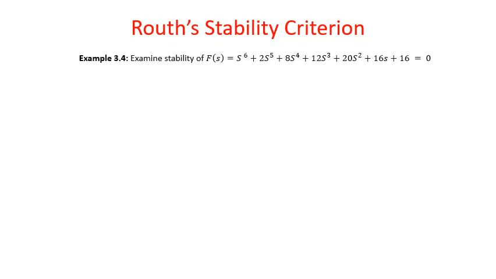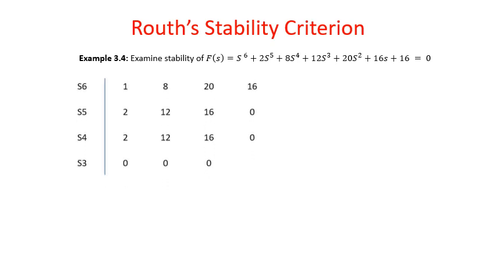Let's solve another example. In this example, we are told to examine the stability of a given characteristic equation: s to the power 6, plus 2s to the power 5, plus 8s to the power 4, plus 12s cube, plus 20s square, plus 16s, plus 16 equal to 0.